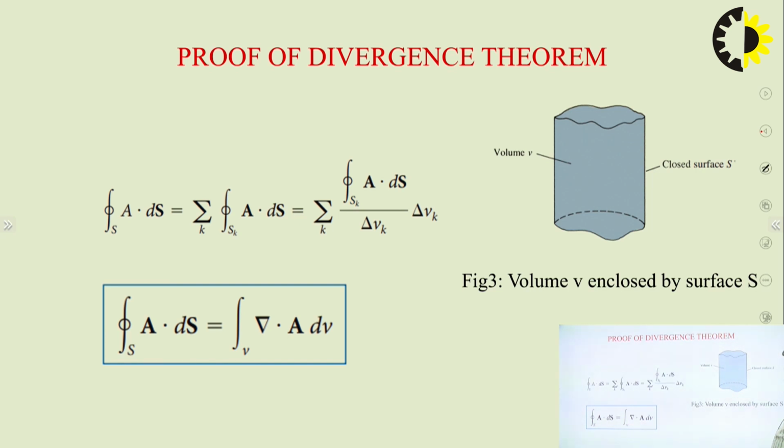Now the proof of the divergence theorem: suppose this is the volume V, and this is the closed surface.